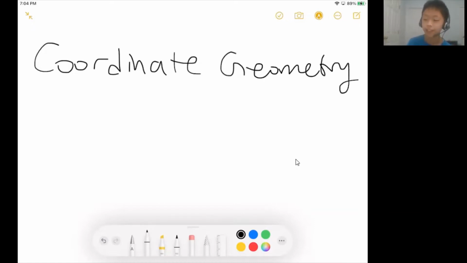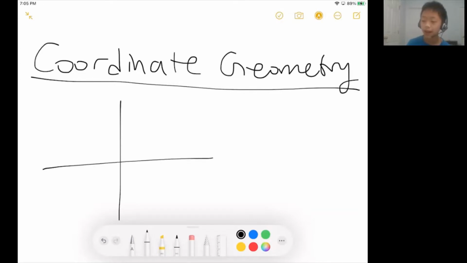We're going to be talking about coordinate geometry. As you probably know, we usually work with something called the XY plane. We have two number lines, where the left-right one is called the x-axis, and the top-bottom one is called the y-axis.